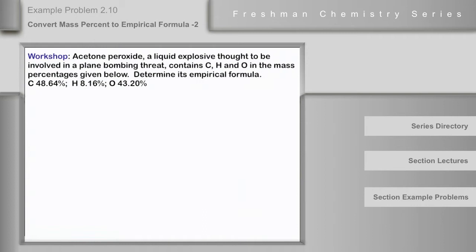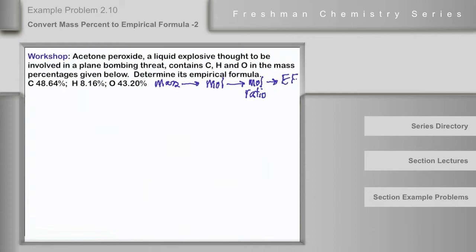Okay, now when you're given mass percent composition, and you want the empirical formula, you are essentially faced with the necessity of going from the mass, we assume 100 grams, to moles of whatever it is, carbon, hydrogen, or oxygen, to mole ratio, and then to the empirical formula. So let's look at that.